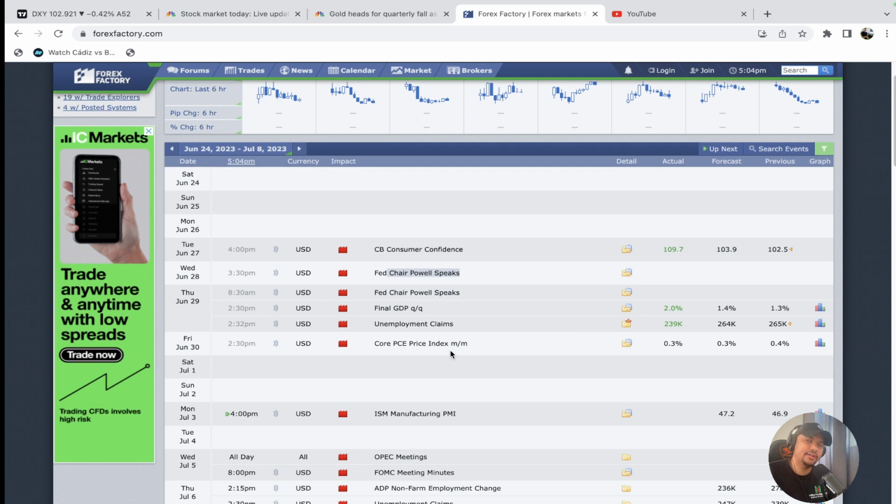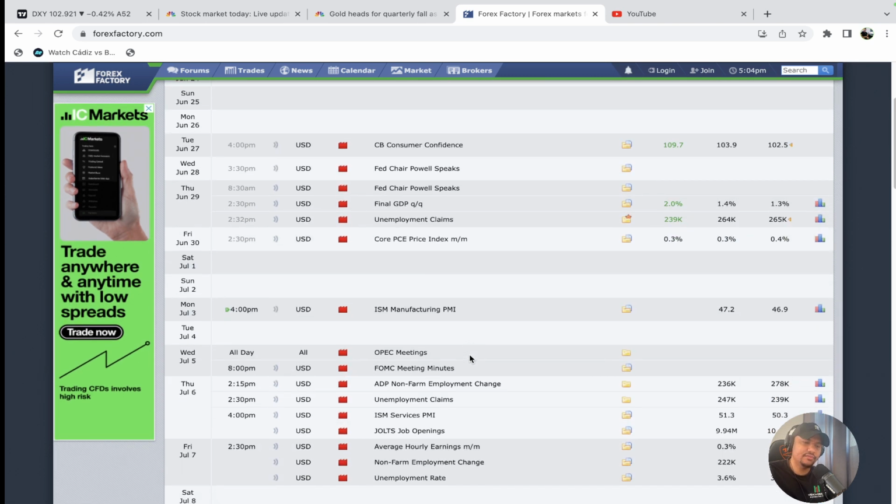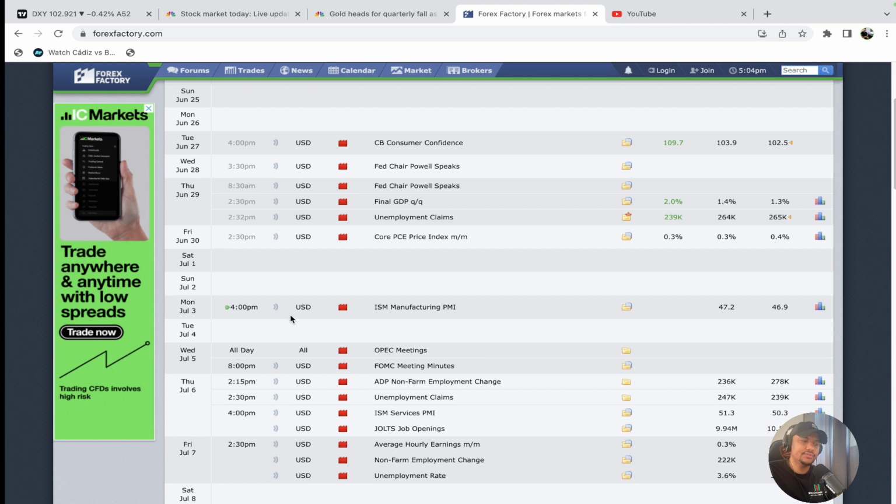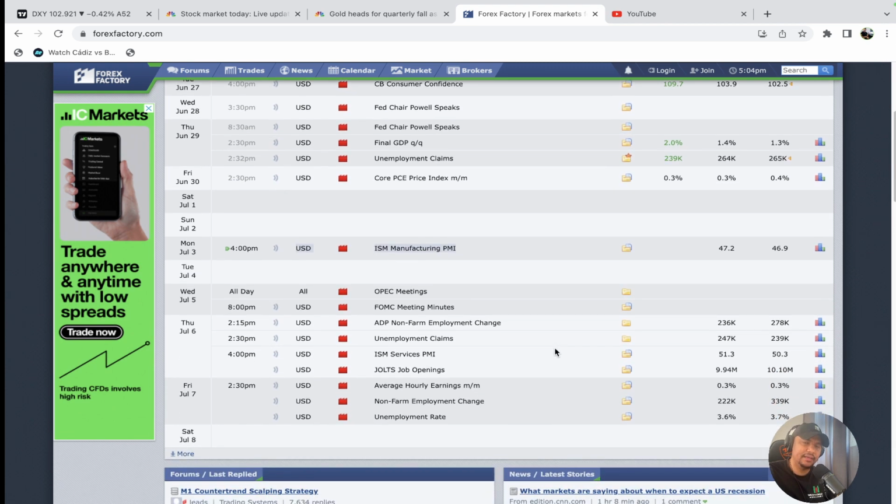And then we had the final GDP, which is basically quarter over quarter. That's what the Q over Q means. And then we had the unemployment claims, which can be seen as UIF claims. It's people that lost their jobs that had filed for an unemployment paycheck. And then we had the core PCE, the core price index, which was measured month over month, which also came through positive for the index. We also had, coming through on Monday, the PMI, the Purchasing Managers Index. We got OPEC, and we also got the FOMC meeting minutes.